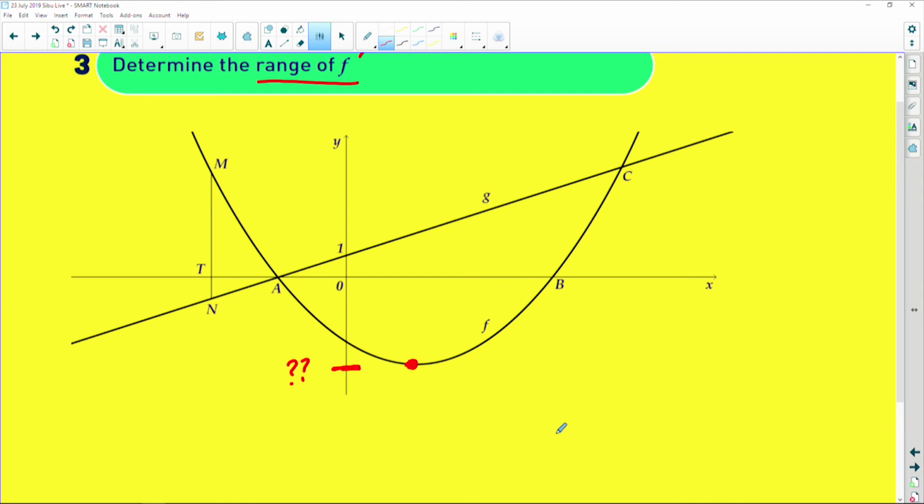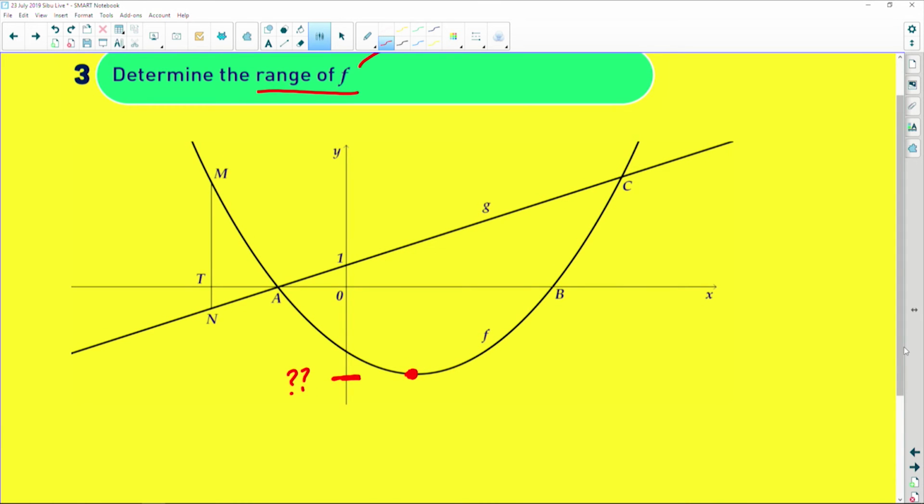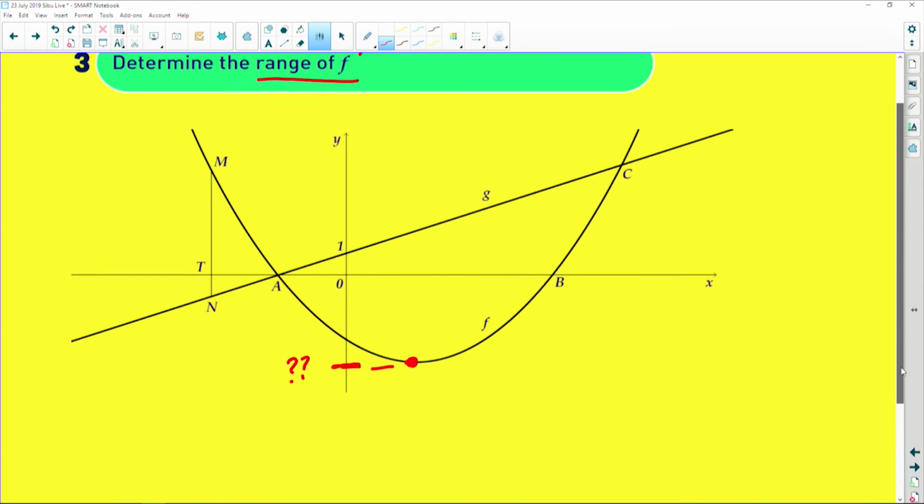Once we know this, we know that the graph starts from that particular value and goes all the way up to infinity. So the interest here is just in finding the corresponding y coordinate of the turning point. Once we know that, we will be able to provide the solution for the range of this question.